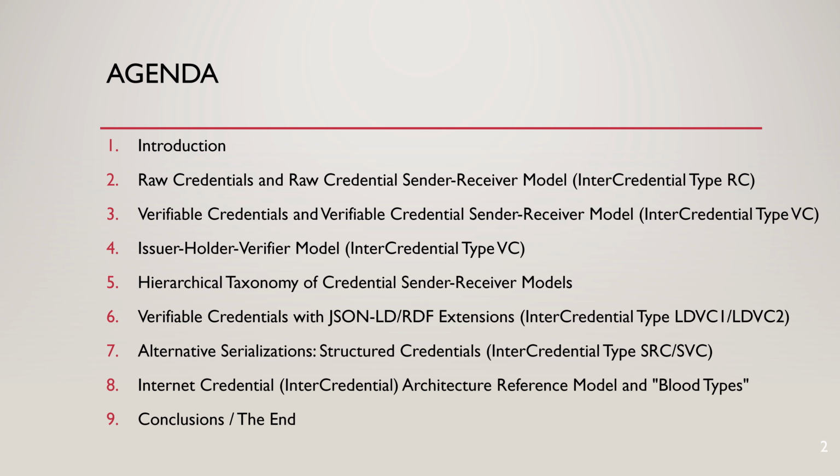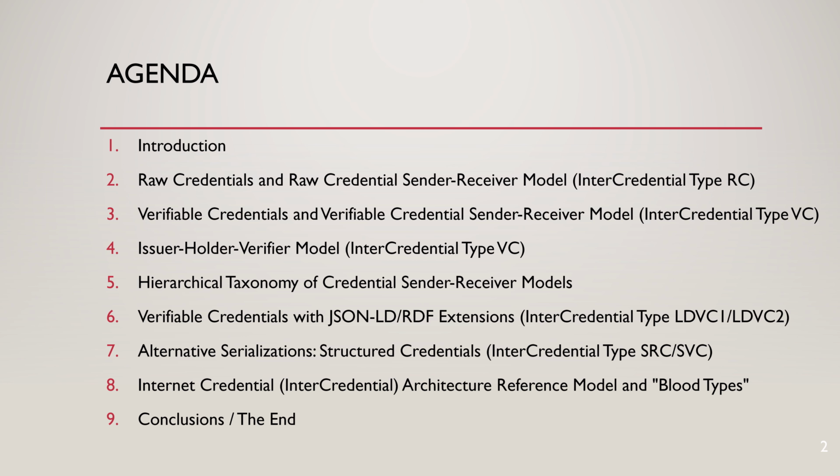In step 2 there, we're going to talk about raw credentials and the raw credential sender receiver model. It's a pickup from a few days ago, a bit of a review. Similarly, we're going to talk about verifiable credentials and the verifiable credential sender receiver model. We'll follow that by a review of the issuer holder verifier model. And once we get through those three, we're going to see in step 5 that there's a hierarchical taxonomy of credential receiver models at play here, which is quite interesting.